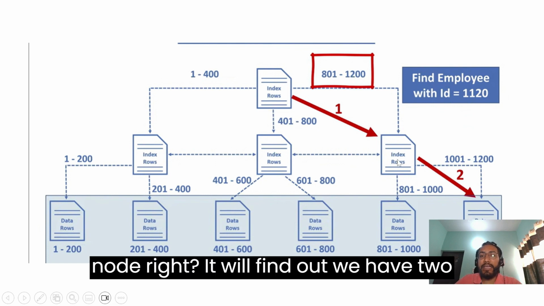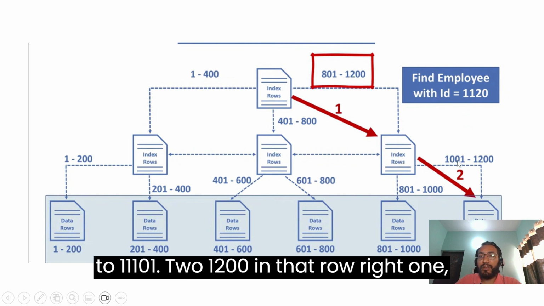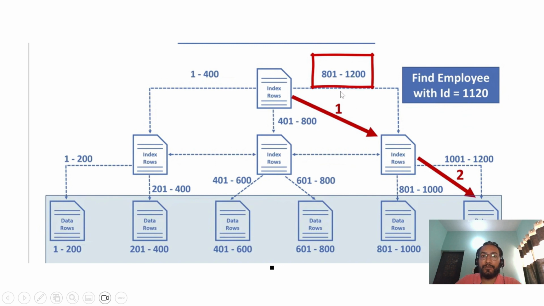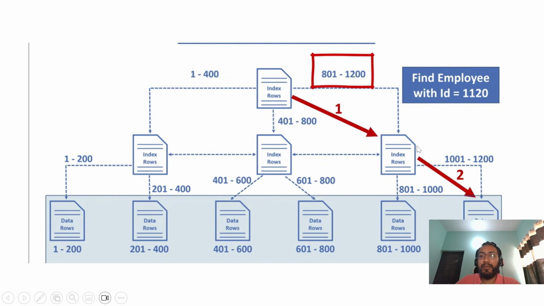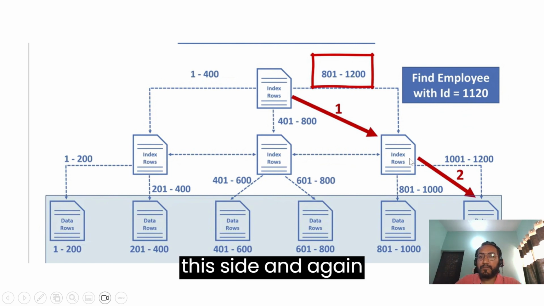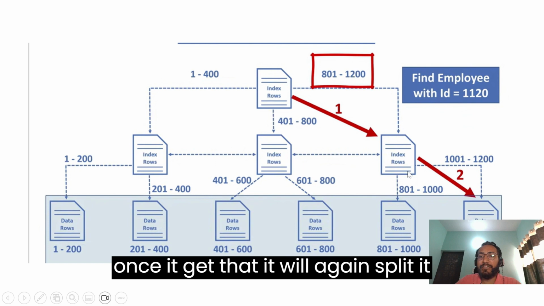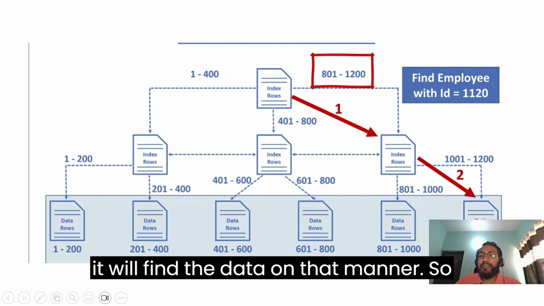It will find that we have two ranges, 401 to 800 and 801 to 1200. Then it splits that range in half, correct? So it goes to the right side, and once it gets there, it splits again, 800 to 1000 and 1001 to 1200. So it will find the data in that manner.